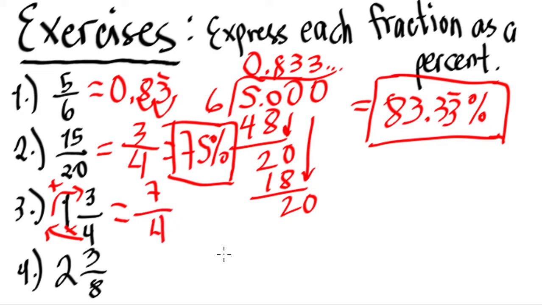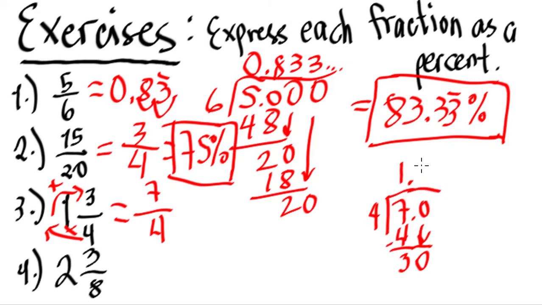And then this 7 over 4, we will divide it normally. So what we can do is put it 7 divided by 4. 7 divided by 4 is 1. 1 times 4 is 4. 7 minus 4 is going to give us 3. So we need to install a 0 here, bring down a 0. So we have 30. 30 divided by 4 is going to give us 7. 7 times 4 is going to give us 28. 30 minus 28 is going to give us 2.